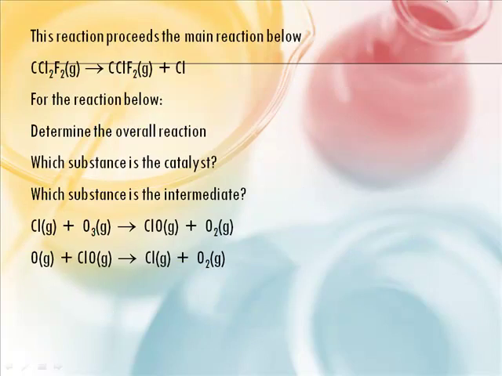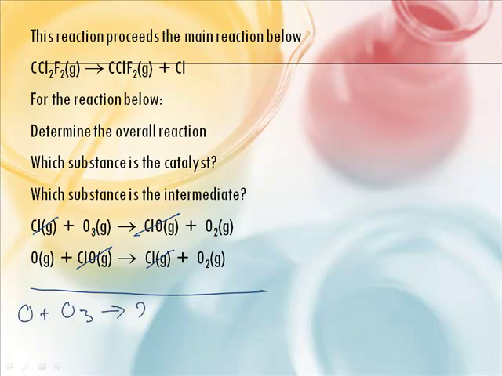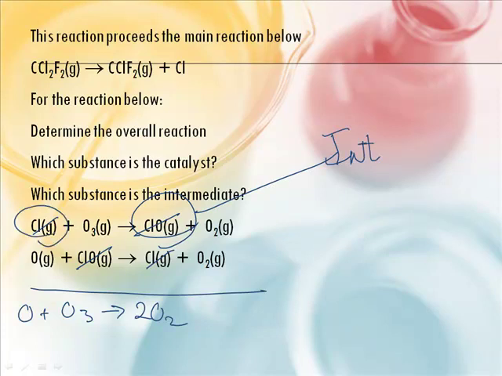Determine the overall reaction, which substance is the catalyst and which is the intermediate. It's the same type of reaction, so let's do one more example. I see Cl gas here, and then I've got ClO gas. This is really the same reaction: O plus O3 makes 2 O2. So which one would be the intermediate? The intermediate is ClO, because it shows up and then goes away. And the catalyst is Cl. This is the catalyst. Yep.